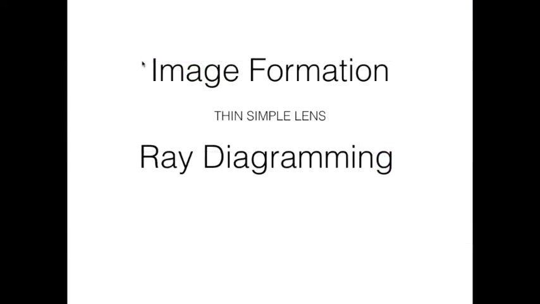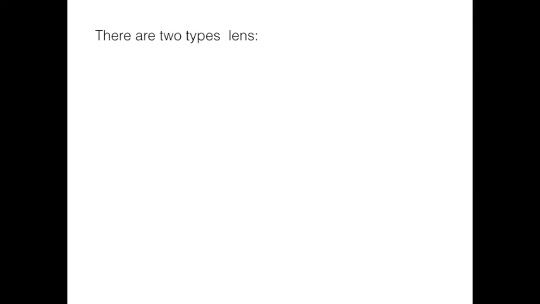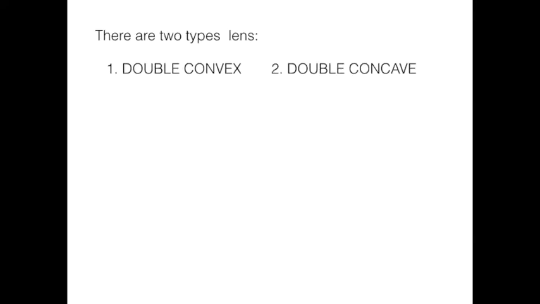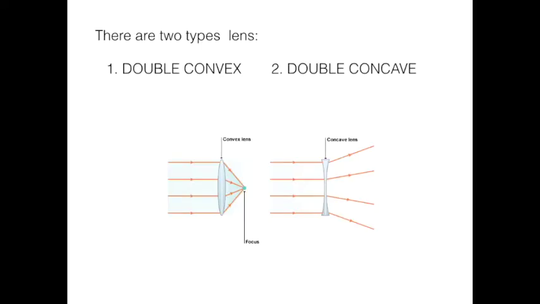Formation of thin, simple lens, particularly ray diagramming. There are two types of lens. We have double convex and double concave. We could observe that in a double convex lens, light rays are converging on a certain point, particularly on focus. A double concave lens will diverge the light.